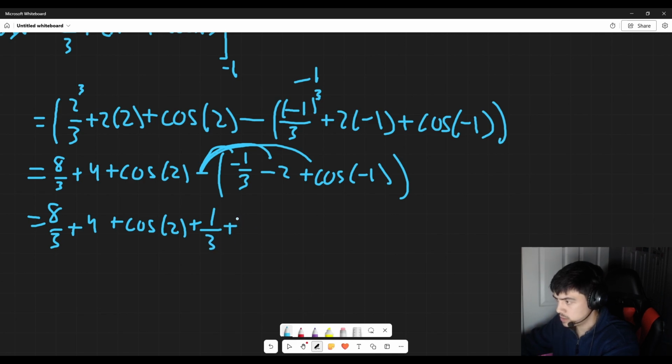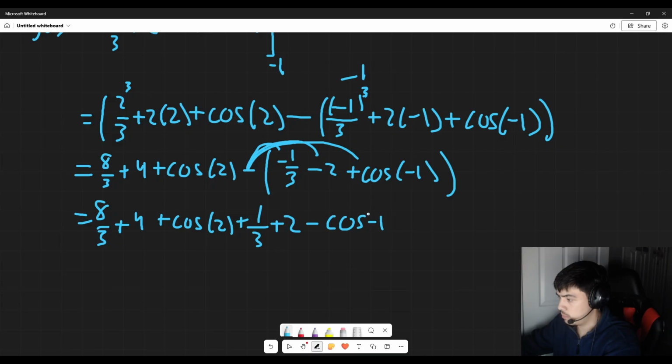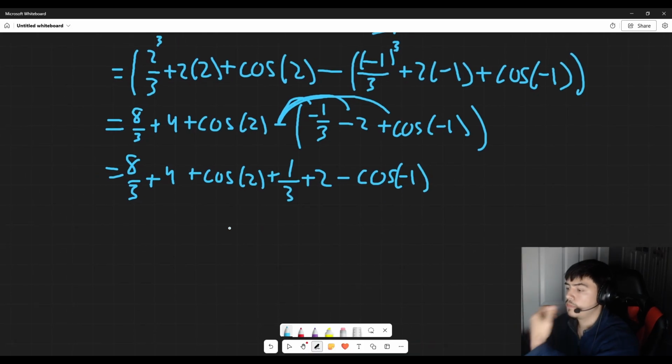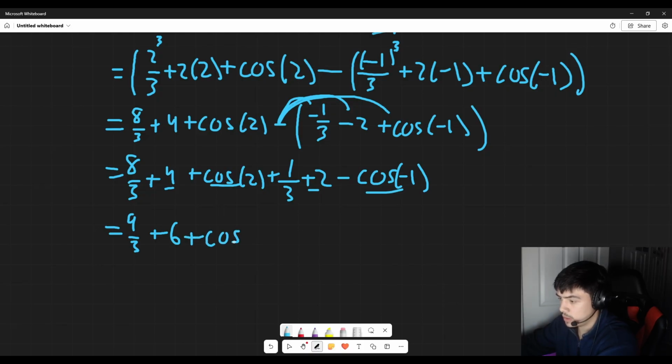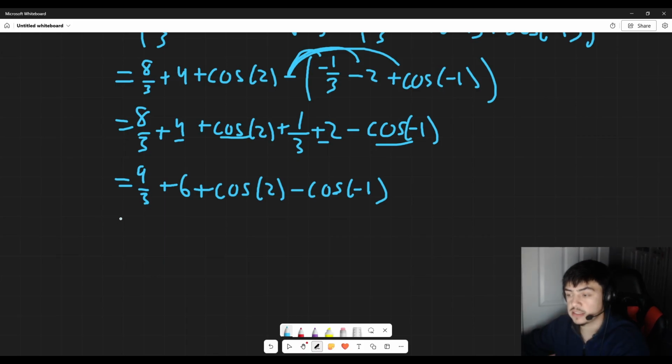And then we're going to get a plus 2. And then we're going to get a minus cosine of negative 1. So now we can simplify some stuff. We have common terms. 8 over 3 plus 1 over 3 is 9 over 3. We have 4 plus 2 is 6. And then this cosine and this cosine just stay the same. We don't want to approximate them. And boom, 9 over 3 is just 3.